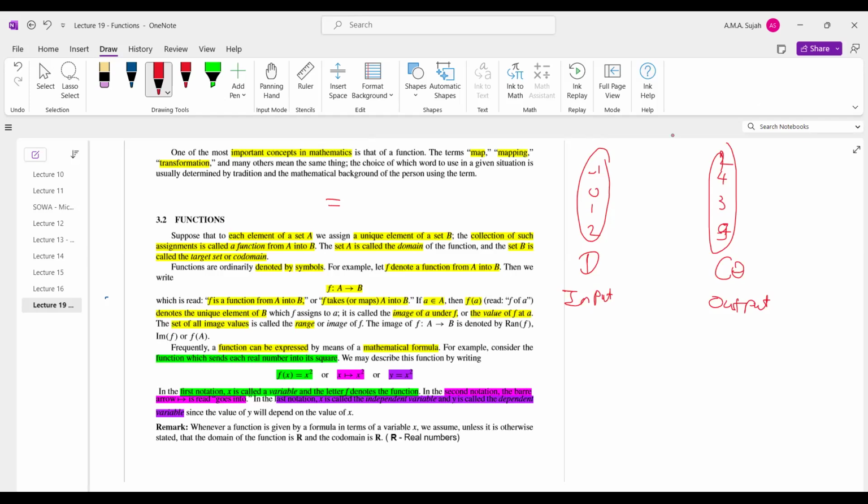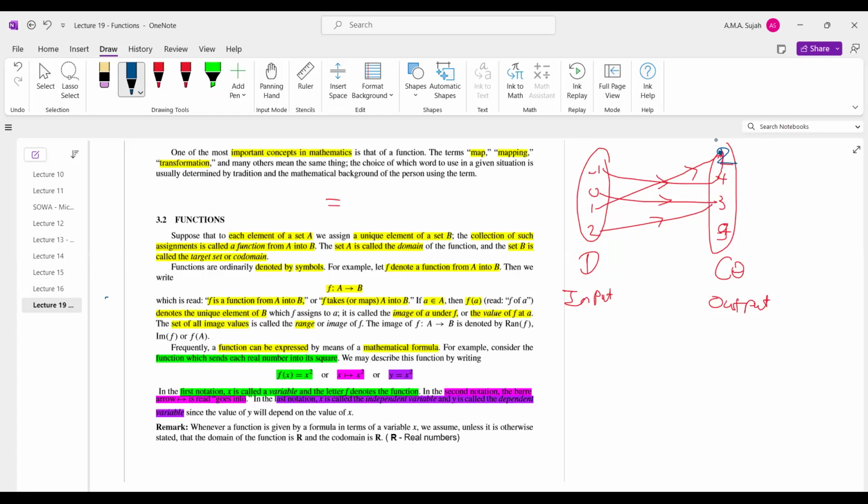So image means we only need to think about the elements of the codomain which are assigned with domain elements. This is not true, I am just drawing it this way. So images means only the codomain elements which have a relationship, or which have been assigned with the domain elements.